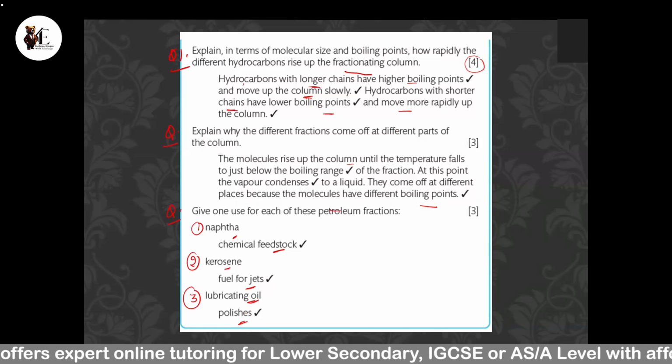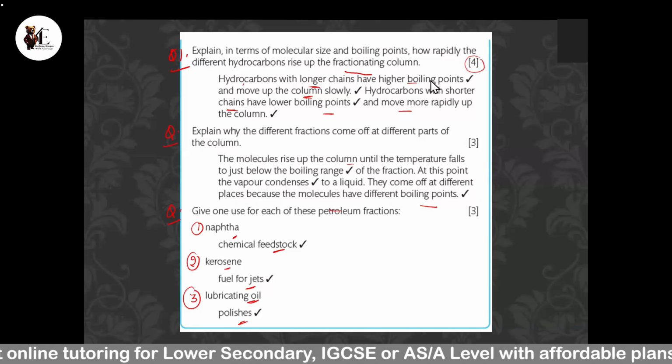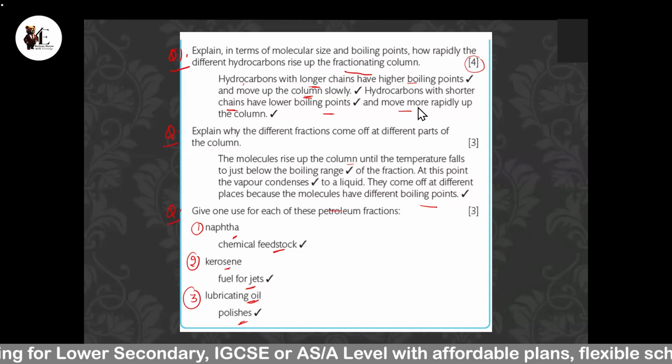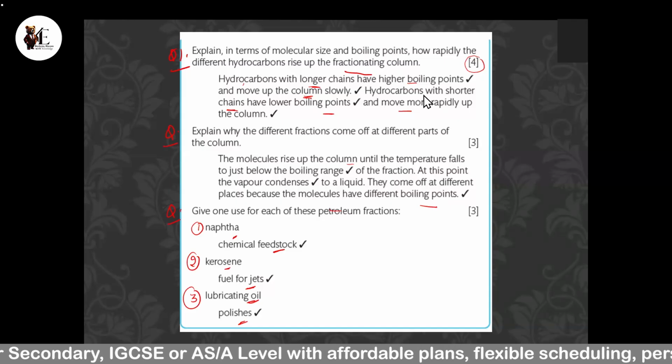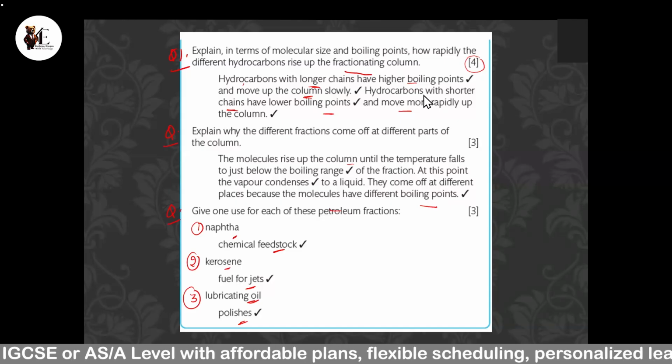Clear all the 3 questions? Any doubt? Wait, ma'am. I didn't understand the second question.